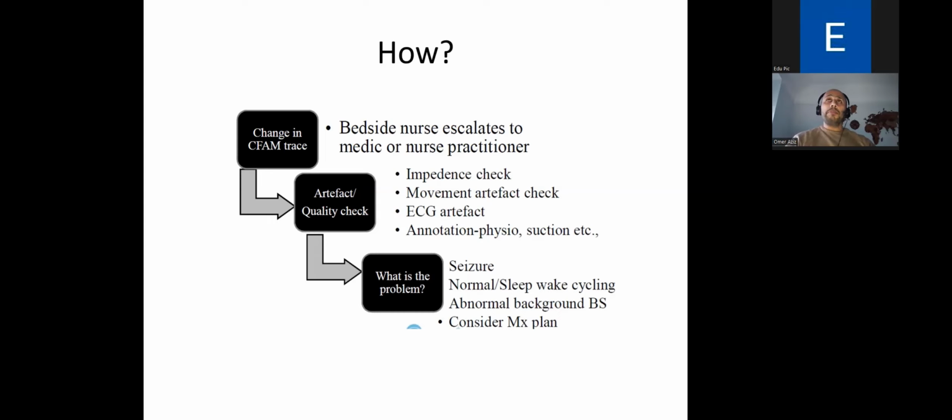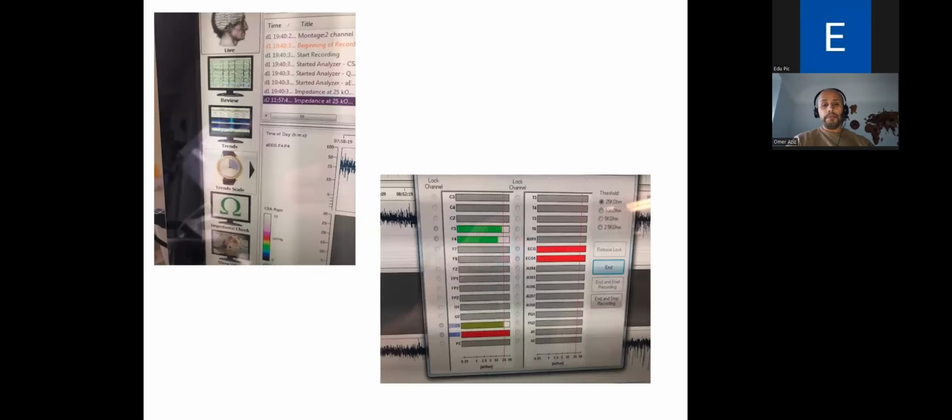And then it's about pattern recognition to see exactly what's happening with the CFAM: whether these are seizures, or normal sleep-wake cycling. Again, I'll show you some examples of this. If there's abnormal activity in the background, then what we're going to do about it, and how we're going to review the CFAM after that.